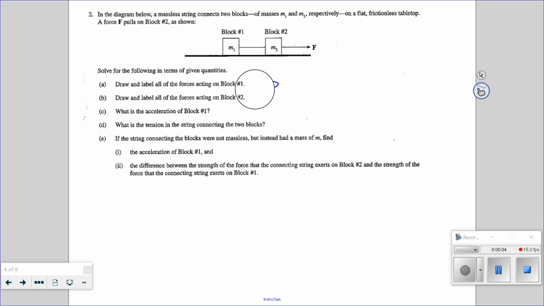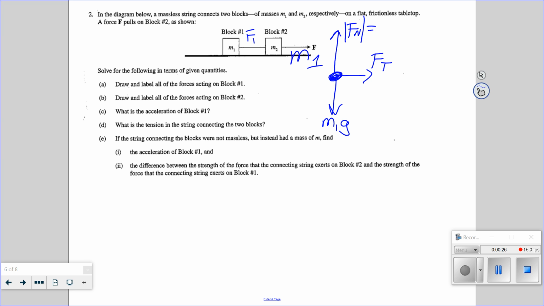On block 1, make a dot. Here's block 1, M1. It's got a force of tension in between, it's got M1G, and it's got the normal force whose magnitude is equal to M1G. We've got a flat surface. Are they frictionless? They are frictionless.